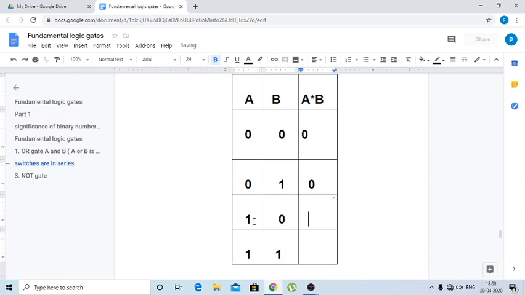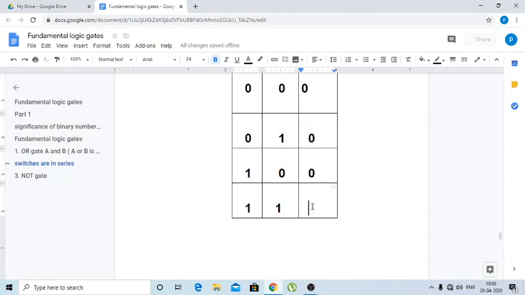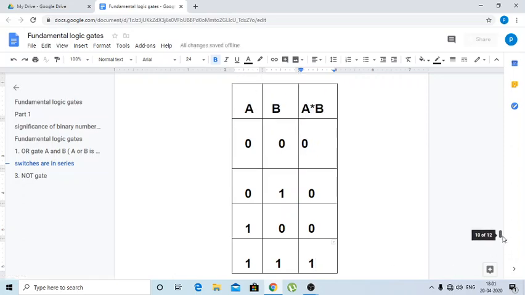And again here, coming to the third case, A is high. It means A switch is closed, D1 is working, whereas B is 0, switch B is open, D2 is not working, but in AND gate, the two switches should be working and two diodes should be in forward bias. So this is 0. And coming to the last one, both the switches are on and both the diodes are in forward bias, so output is high and the bulb glows. So this is the output 0 0 0 1.